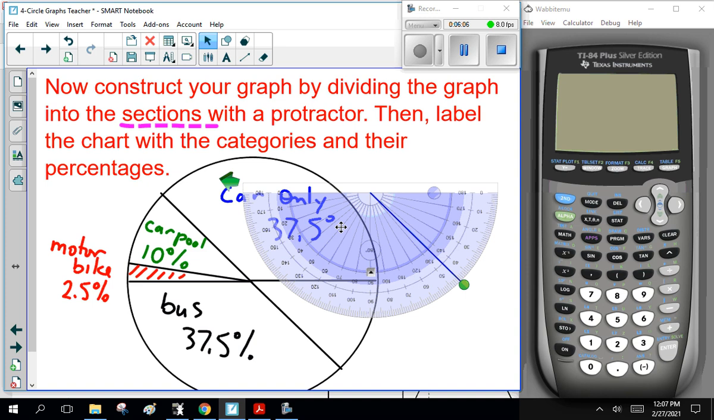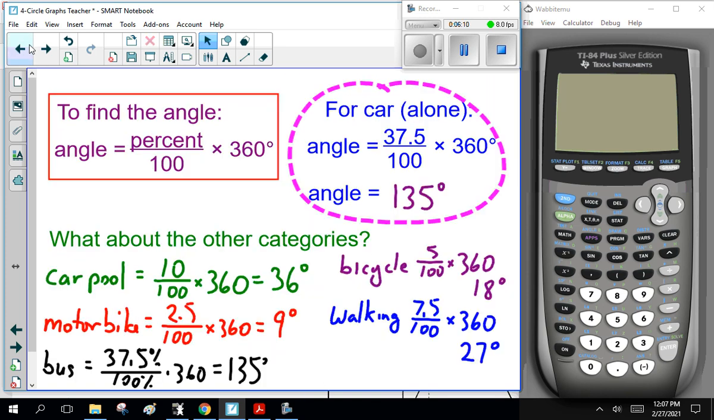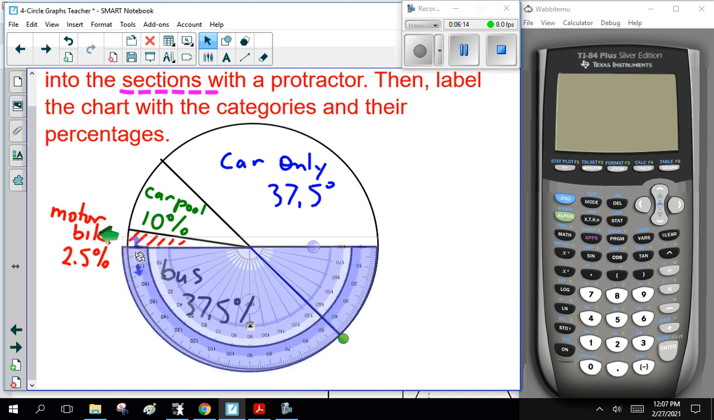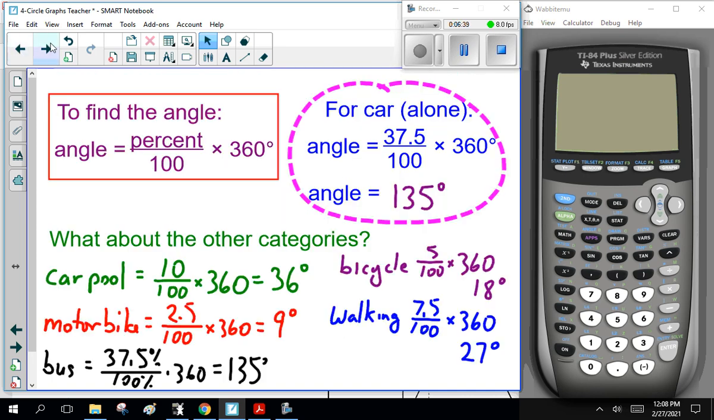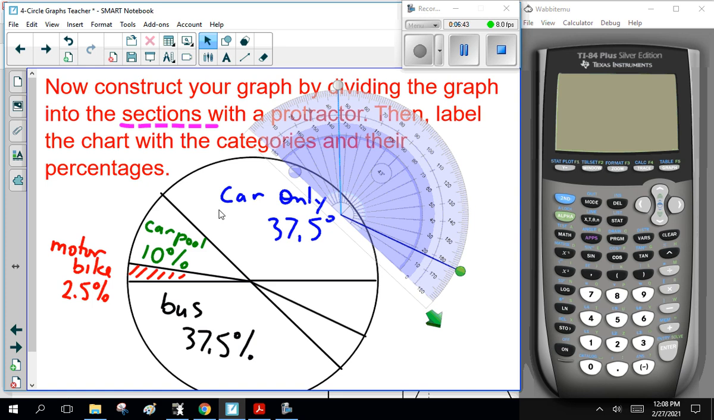After bus, bicycle, 18 degrees. So over here we will take this, say here, 18 degrees is 10, 20, there we go. 18 degrees is right there. So move the protractor out of the way. Bicycle. And what percentage was that again? 5%. Now, that leaves us walking, 27 degrees. Please tell me that's about 27 degrees.